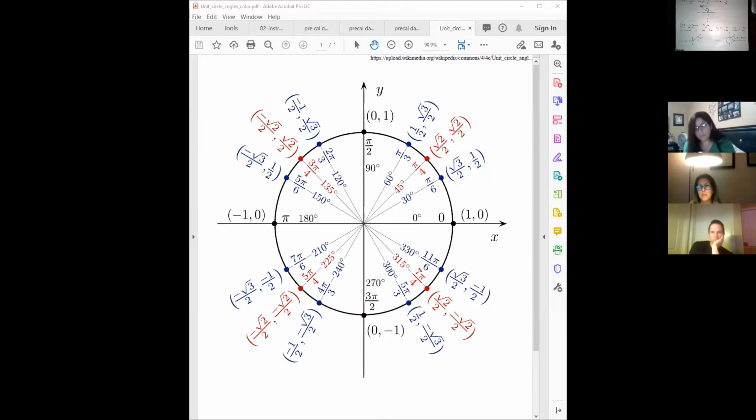Would negative 315 be coterminal, or is that something else? Well, let's look at it. So 45 is right here, right? But if I were to go all the way around and land on it again, that's going to be 405, right? Because 360 plus 45 gets me here. So those two angles would be coterminal for sure. 315 is down here.